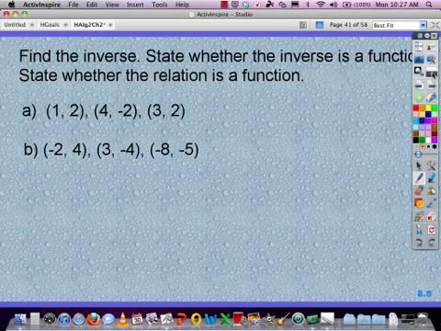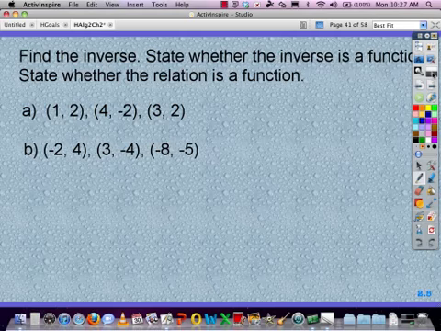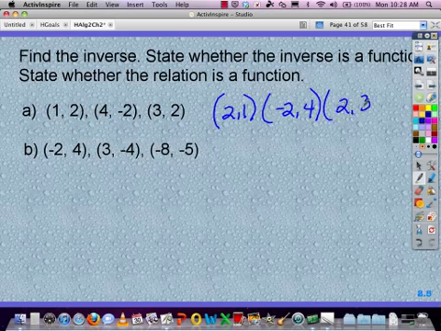So if we start off with just simple ordered pairs, it says find the inverse, and then state whether the inverse is a function, and state whether the relation is a function. So let's start with the first set of ordered pairs: (1, 2), (4, negative 2), (3, 2). If we followed our definition, flip-flop x and y, then we'd simply have (2, 1), (negative 2, 4), and (2, 3) as our new set of ordered pairs.